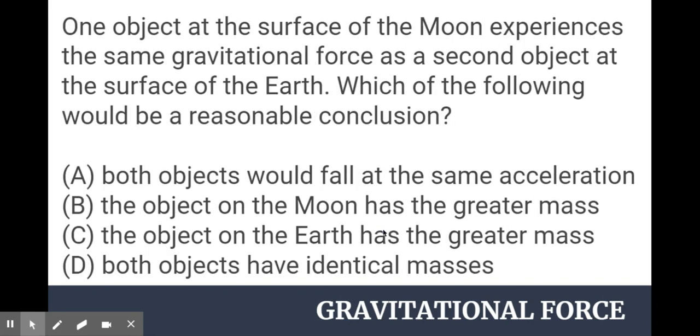Next. One object at the surface of the moon experiences the same gravitational force as a second object at the surface of Earth. Which of the following could be a reasonable conclusion? A, both objects fall with the same acceleration. B, the object on the moon has the greater mass. C, the object on Earth has the greater mass. Or D, both objects have identical masses. See what you can come up with.